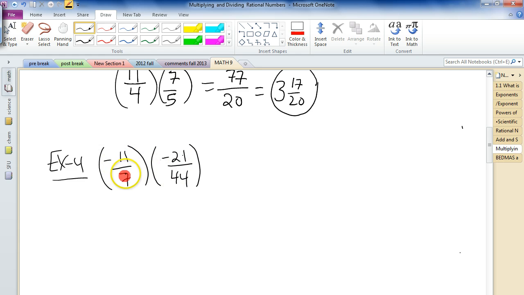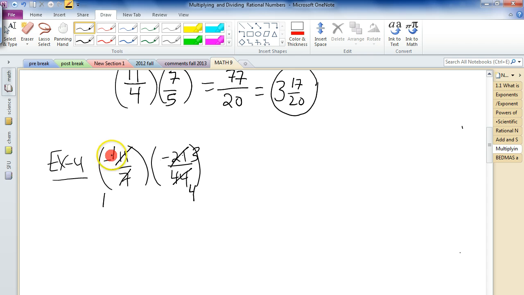7 and 21 go into each other. 7 goes into 7 once, and 7 goes into 21 3 times. So you can cross cancel there. So 7 goes in there once, 7 goes in there 3 times. Don't forget the negative sign. And you should know that 11 goes into 44. 11 goes into 11 once. There's the negative sign. And it goes into 44 twice. Sorry, 4 times.